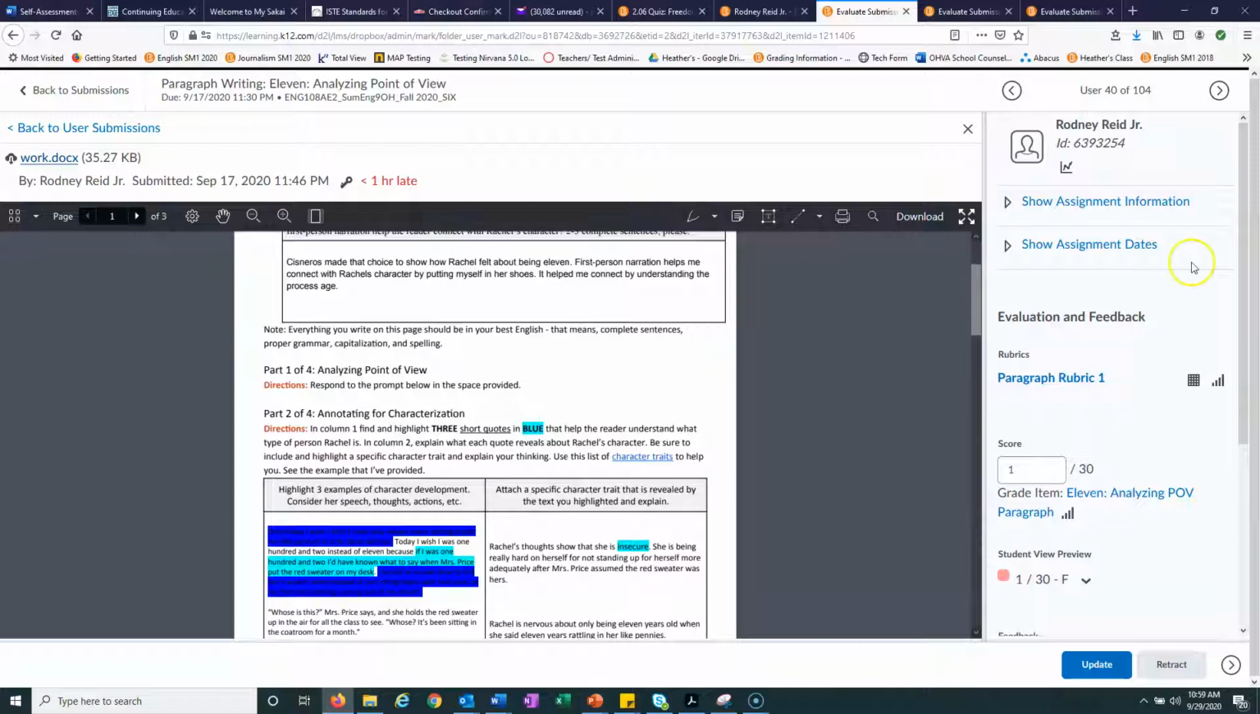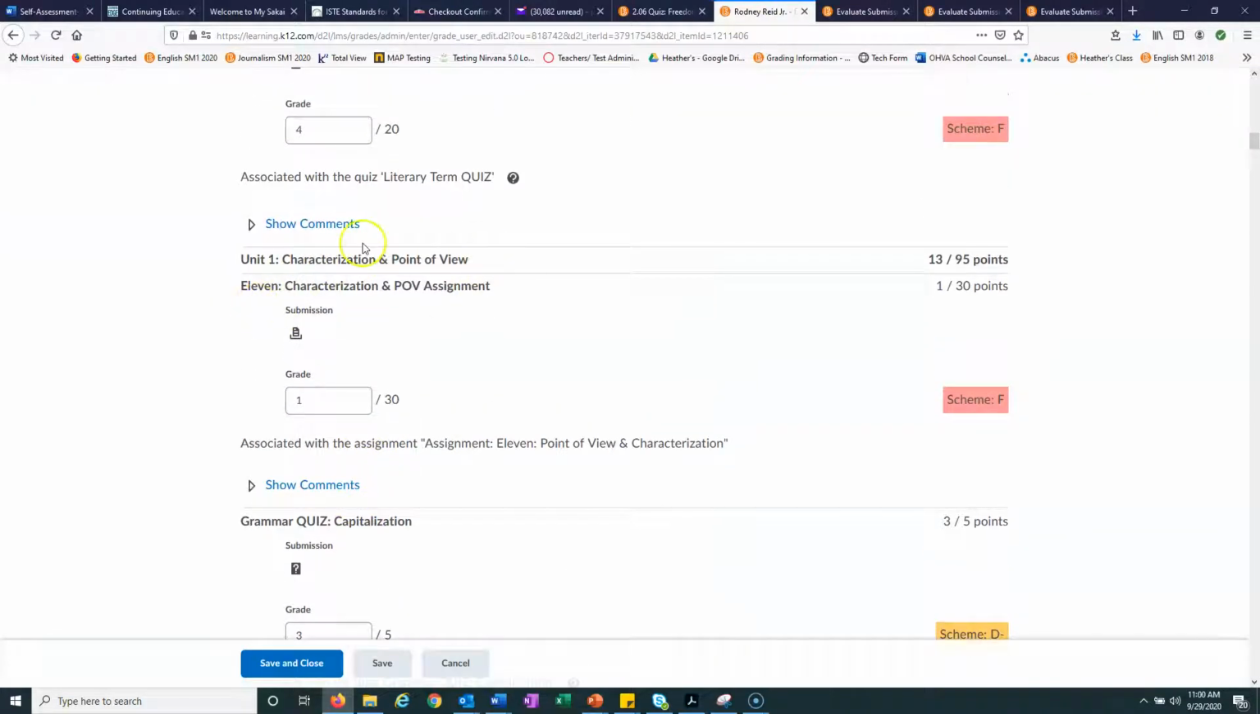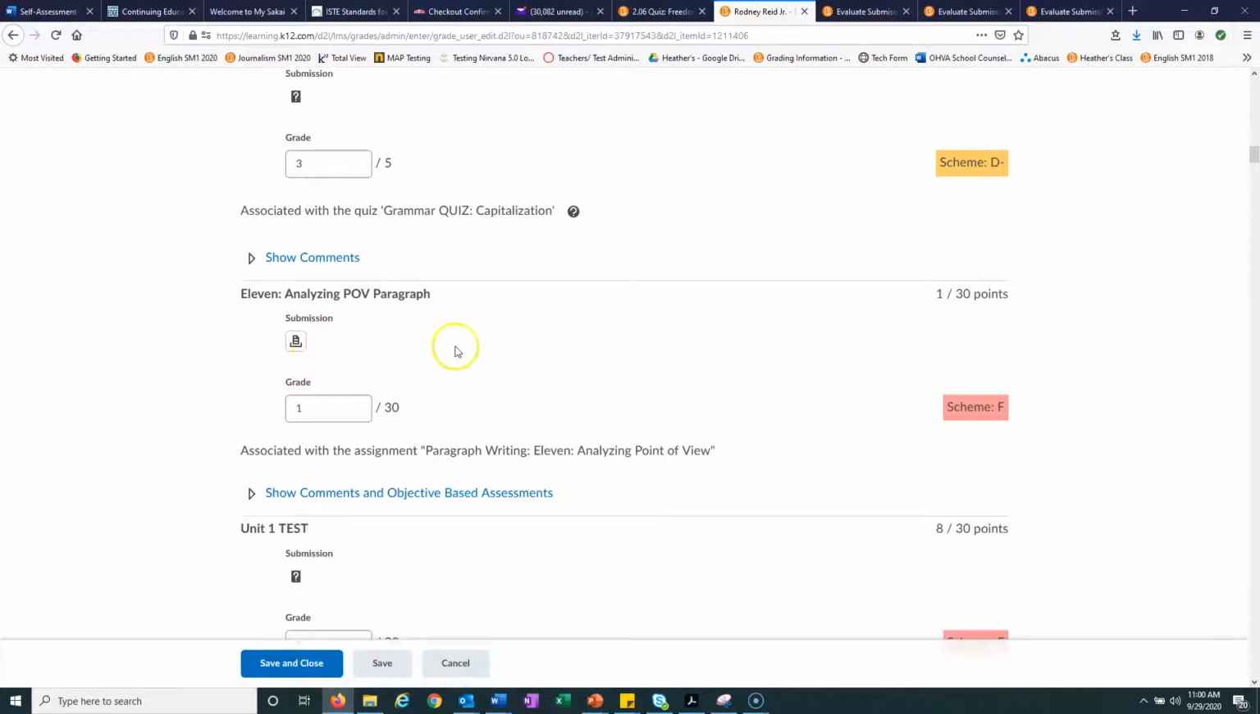Okay, so for this assignment, he will get full credit, but he just has to submit it to the correct Dropbox. So make sure this is for the paragraph writing. Make sure that he is submitting it in this 11 characterization and point of view assignment. Once he does that, I can easily go back in and change that. And he does have permission to complete this assignment and submit it in the right Dropbox.